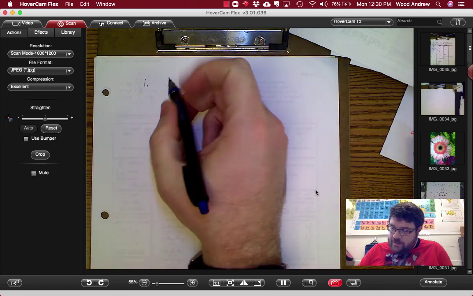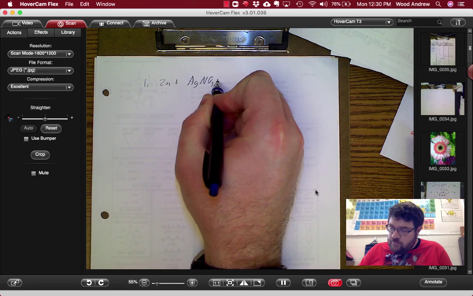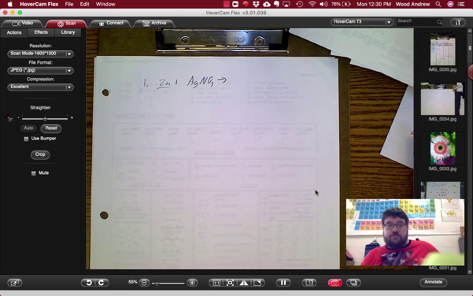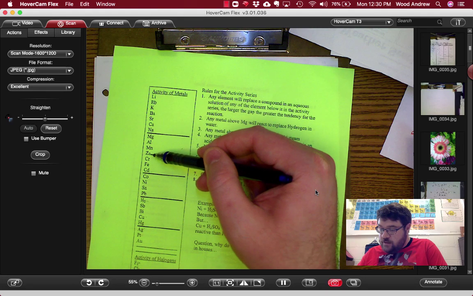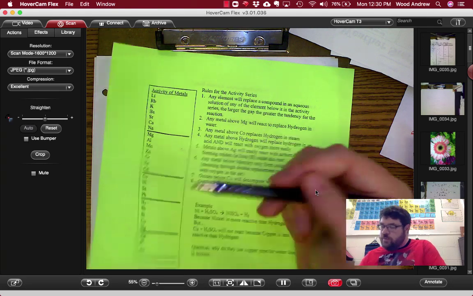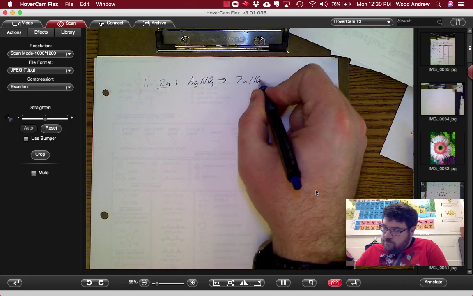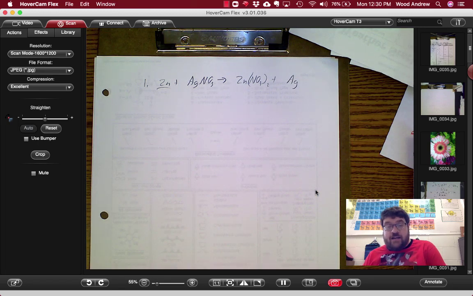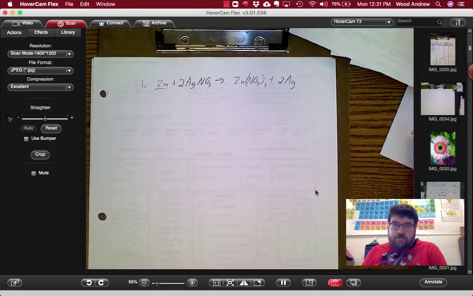So number 1, zinc and silver nitrate. Okay, that's a single replacement reaction because zinc is by itself. So will zinc replace silver? There's zinc, there's silver. You betcha, zinc will replace silver. So I'll make zinc nitrate and silver. Silver is not diatomic. It's not a Hofbrinkel. So balancing this. There we go. Balanced.